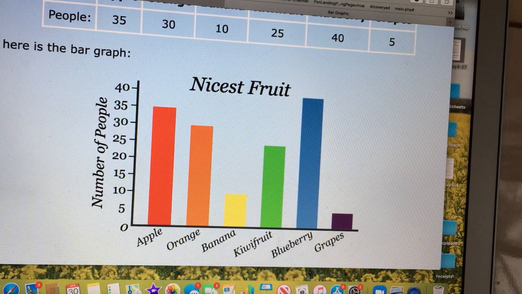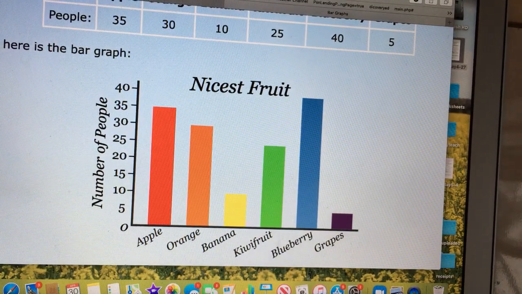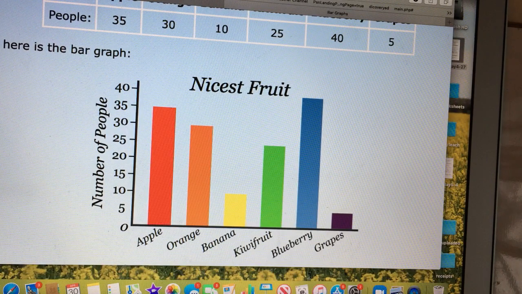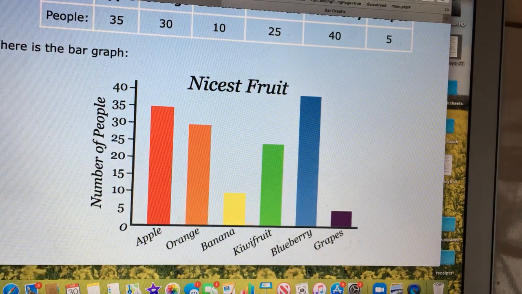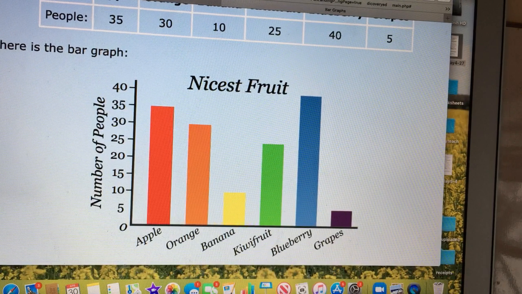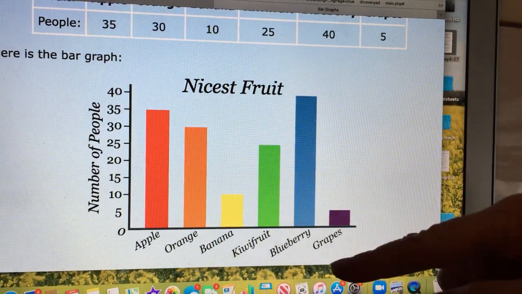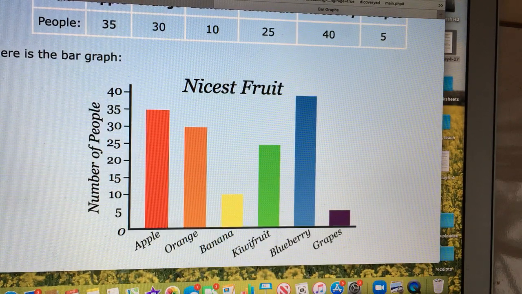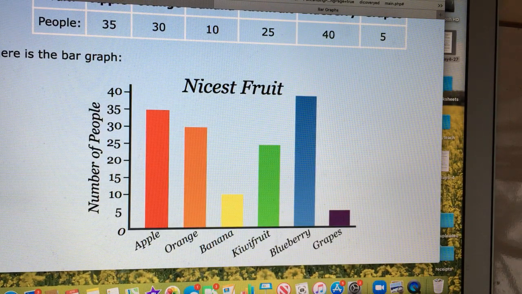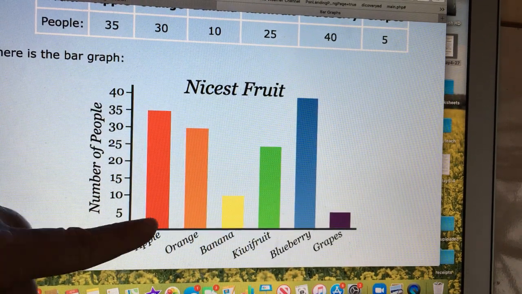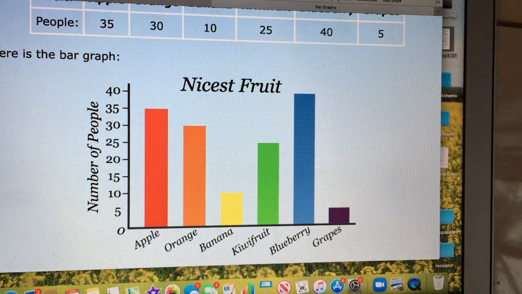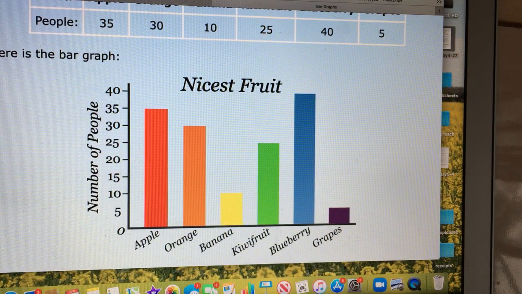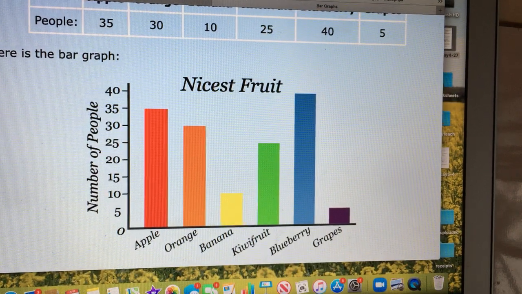So if I were sitting in a room in a company and they wanted to know which fruit the people thought was the nicest, they might flash this up on the screen and show all of us, and right away we would know that blueberry was the most popular and that apple was the next most popular. It got the second most votes, and I know that because it's the second tallest bar. Okay, so let's get to you guys making graphs.